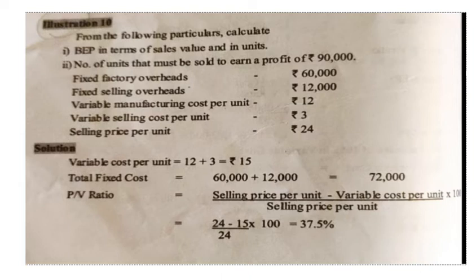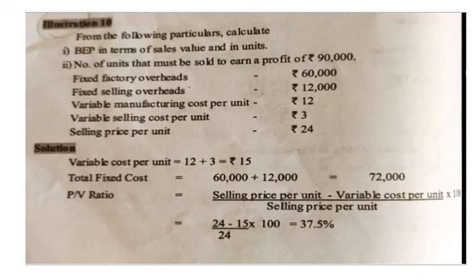Under that, fixed factory overheads is rupees 60,000, fixed selling overheads is rupees 12,000, variable manufacturing cost per unit is rupees 12, variable selling cost per unit is rupees 3, selling price per unit is rupees 24. So variable cost per unit, we will be calculating it. They have given us variable manufacturing cost per unit is 12 and variable selling cost per unit is 3. So there are two variable costs. So we will add up 12 plus 3, which will give us 15.